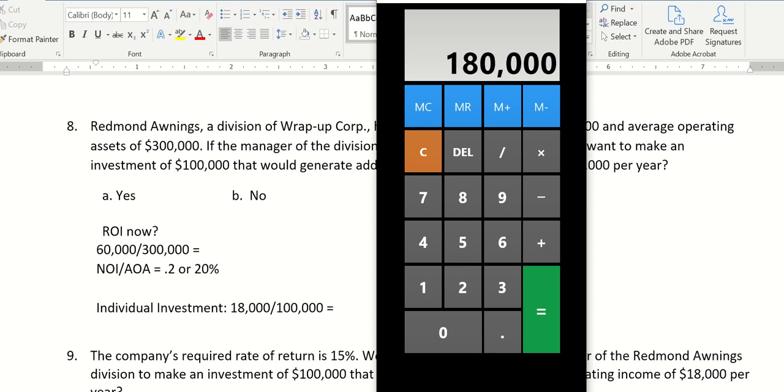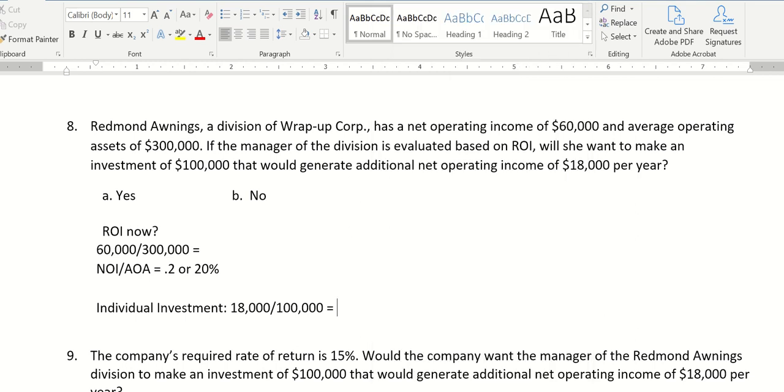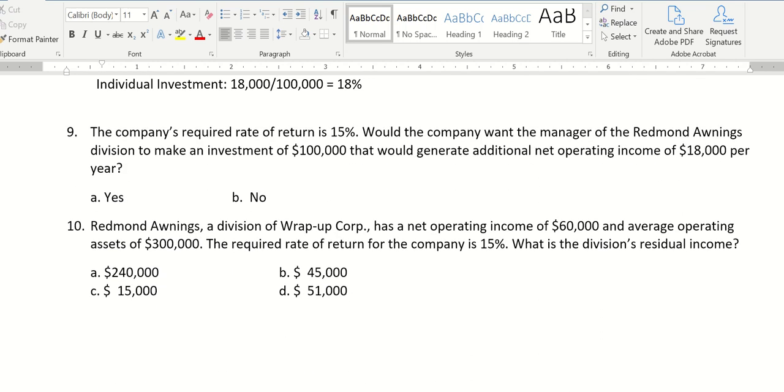18,000 divided by 100,000 equals 18%. So should I invest? What's the question? Will she want to make an investment? Will she want to make 18% when she's normally making 20% ROI? I would say no, I wouldn't want to invest in this unless it's equal or greater to my ROI now. And it is not greater, so 18% is less than 20%, I would not invest in this. And I'll continue on with 9 and 10 in the next video.